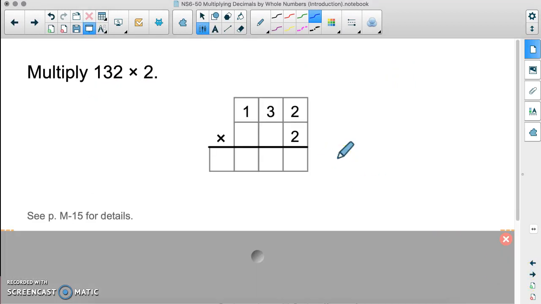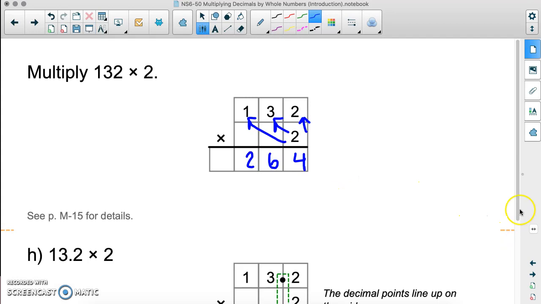So let's just multiply 132 times 2 with no decimals in it. If we follow our standard algorithm, we're going to go 2 times 2, which is 4, 2 times 3, which is 6, and then 2 times 1, which is 2. So the answer is 264.